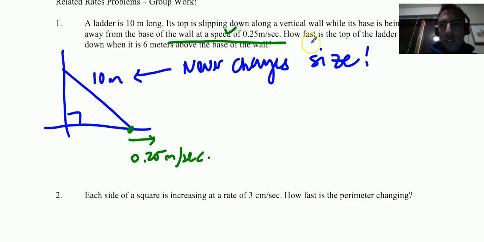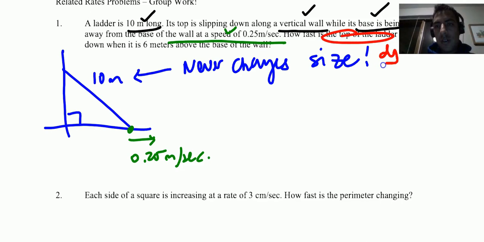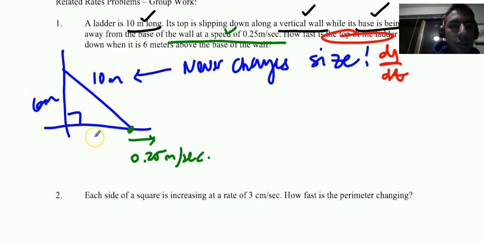I use that information. I use the top information, 10 meters long, got it. Along a vertical wall, check. Base is being pulled. How fast is the top of the ladder? So top of the ladder is going to be dy dt. That's what we want. We want dy dt when it is 6 meters above the base of the wall. So here's the 6 meters above. Now, this is a Pythagorean triplet, 6, 8, 10. But we also have to remember that there's a particular instant here. We don't always get that specific value, because as the ladder's falling, it's not going to stay right at 6 meters. This value is going to change.